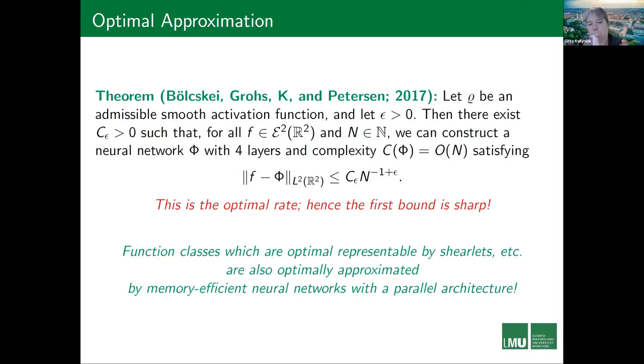So in general, one can say that function classes which are optimally representable by shearlets, for instance, like these cartoon-like functions, are also optimally approximated by memory efficient neural networks, so where the complexity is of that order which we aim for, even with a nice architecture. Now, because these neural networks have a nice parallel architecture, they are not deep.